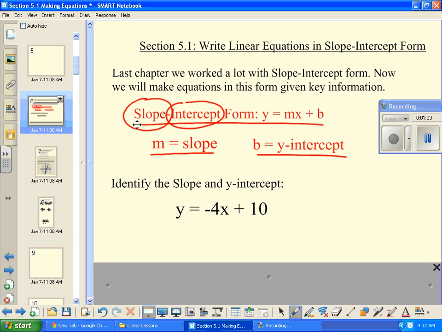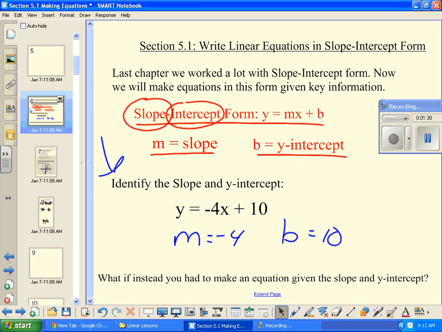Here's a problem that we used to run into in chapter 4. Again, they'd give us the equation, we'd pick out the key information and then use that to make a graph. Like this one says, identify the slope and y-intercept. We did stuff just like this in I think the first section in chapter 4. So the slope of this equation you'd say is -4, and you'd say the y-intercept is positive 10. So that'd be me identifying the slope and y-intercept of that equation.